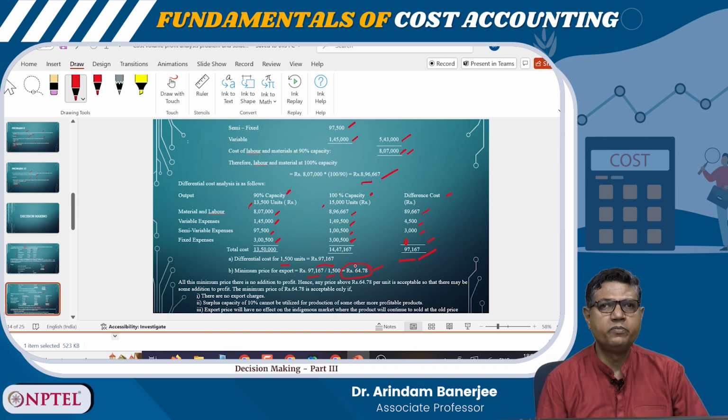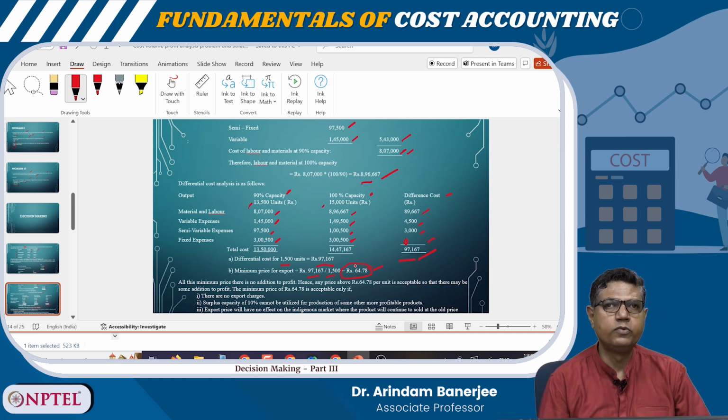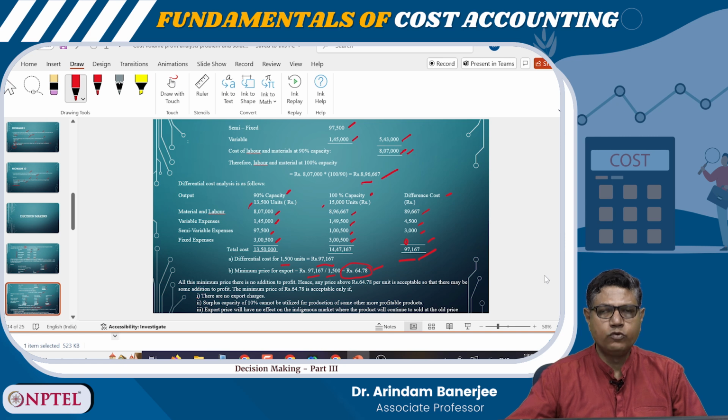Now, all this is the minimum price, with no addition to profit, hence any price above 64.78 per unit is acceptable, so that there may be some addition to profit. The minimum price of rupees 64.78 is acceptable only if there are no export charges, the surplus capacity of 10% cannot be utilized for production of some other more profitable products, and the export price will have no effect on the indigenous market where the product will continue to get sold at old prices.